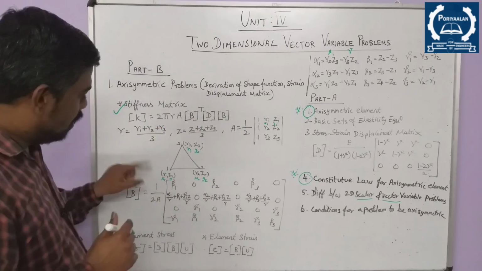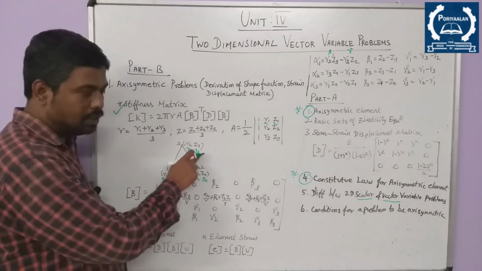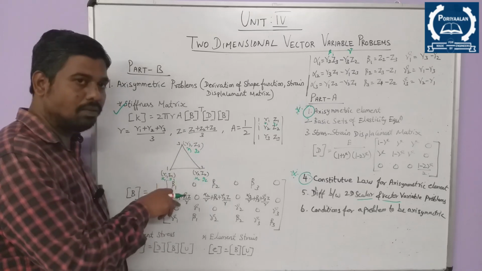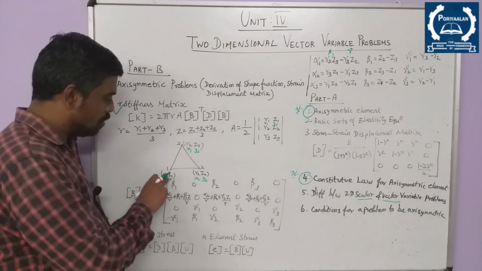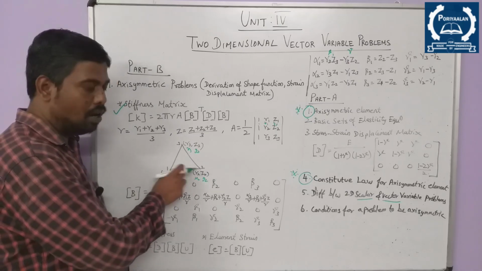In the CST element they mention x1 y1, x2 y2, x3 y3 in the triangular element, but in the axisymmetric problem x1 is replaced by r1 and y1 by z1. We just have to replace x and y in terms of r and z.